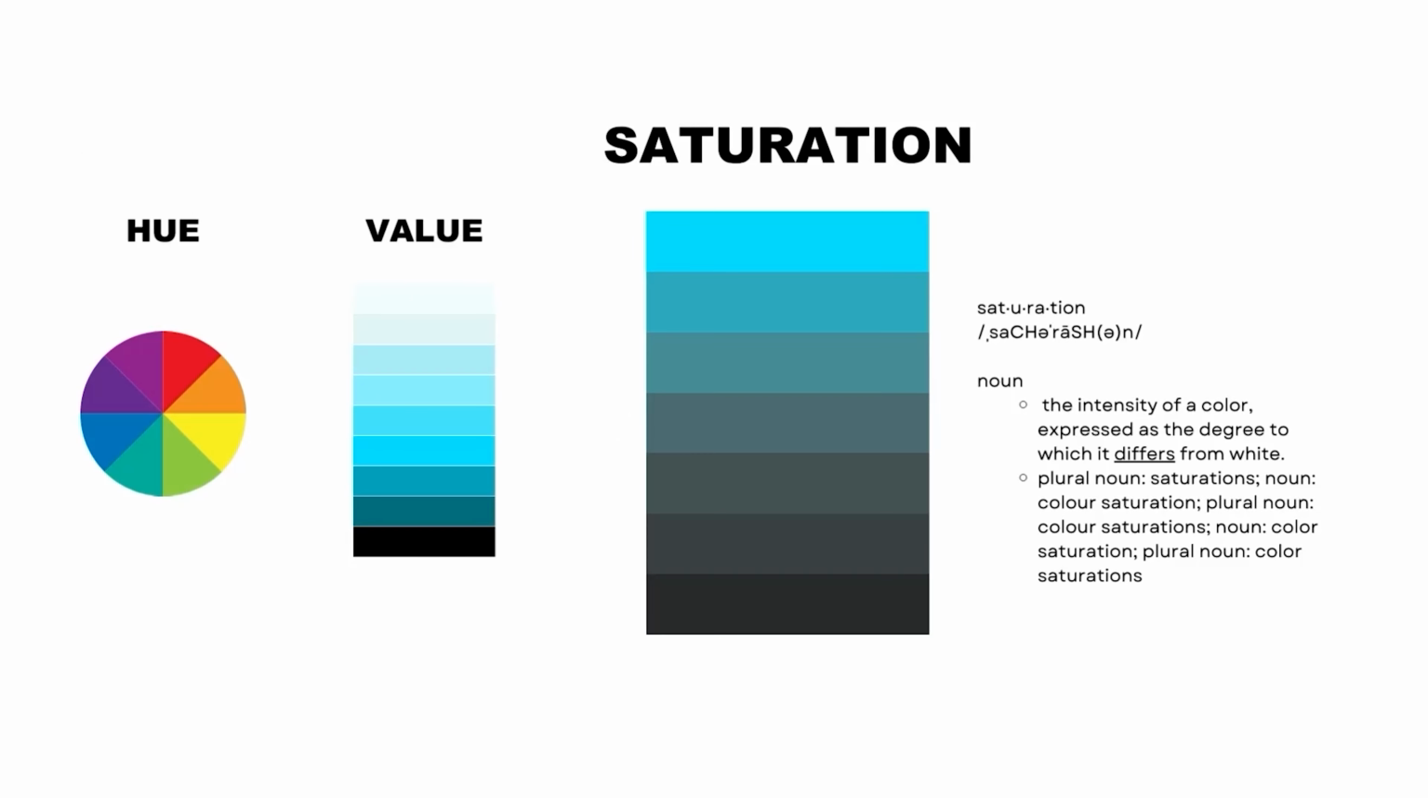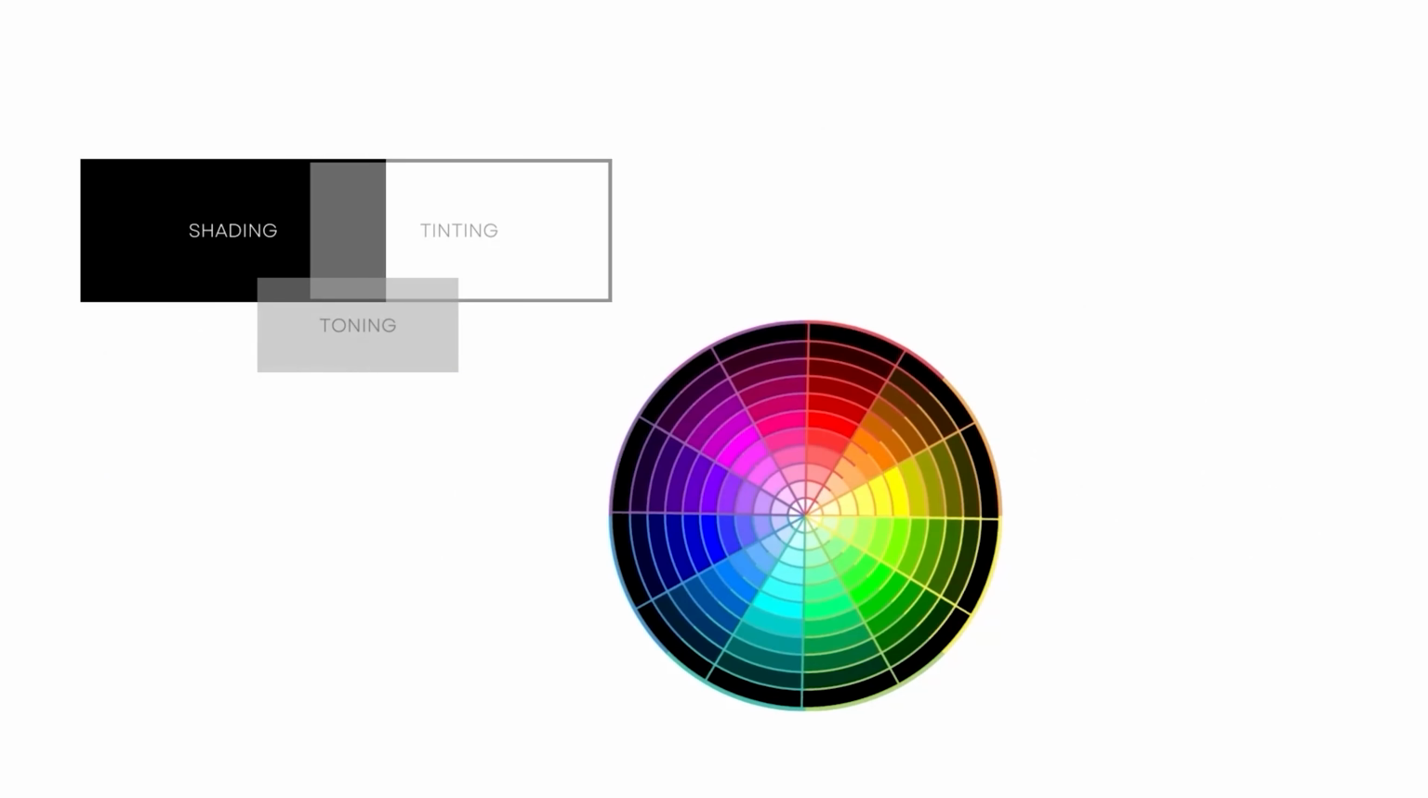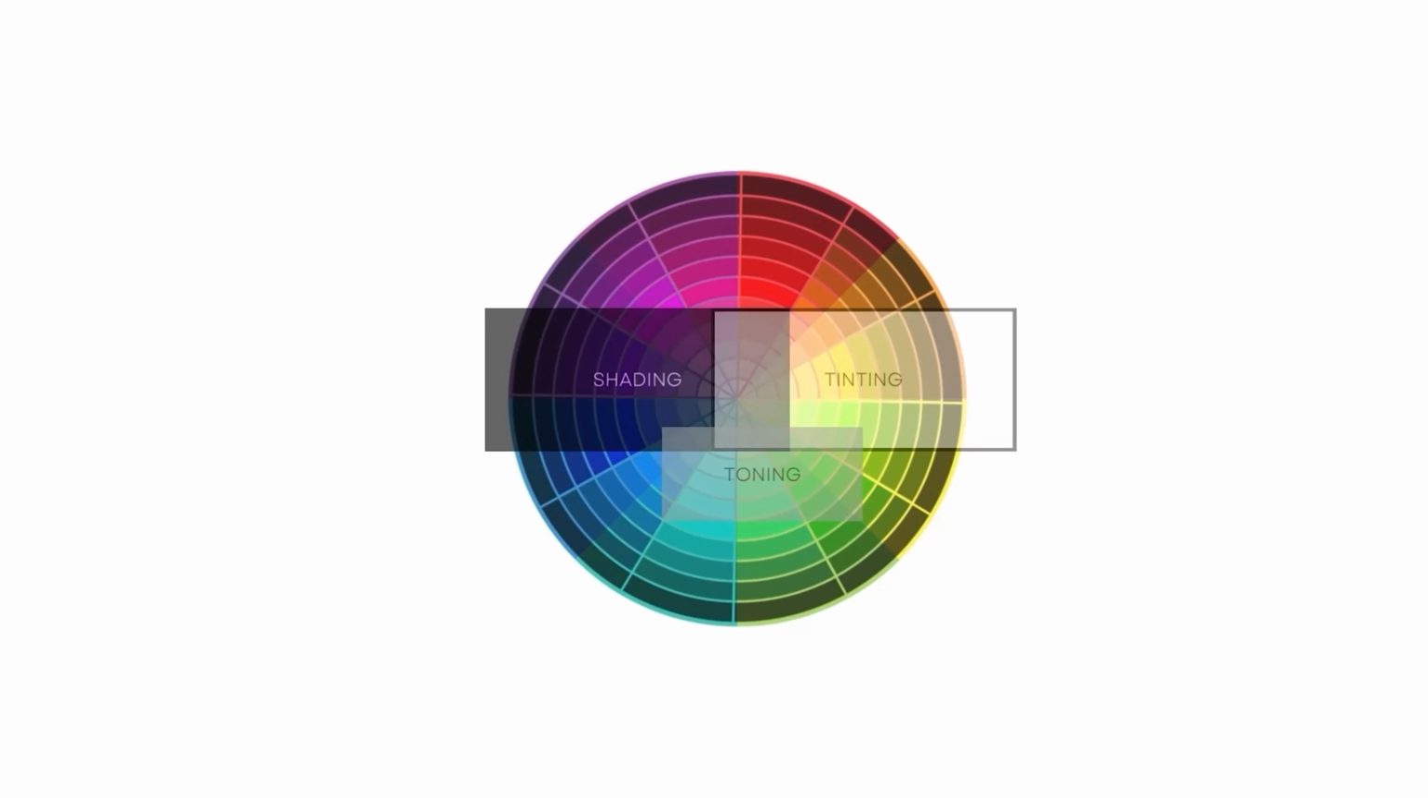Okay, so now saturation is the amount of color in your hue. If a color is highly saturated, that means there's a lot of color, so not a lot of white, black, or gray has been added to it. A low saturation means that there is not a lot of color, so it has lots of white, black, or gray. So to increase the saturation of a color, add more of the pure hue or the pure pigment. And to decrease the saturation, add white, black, or gray.